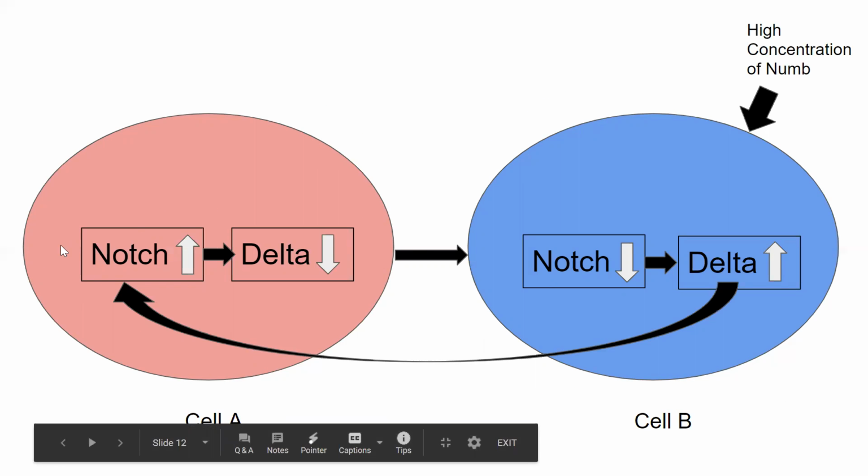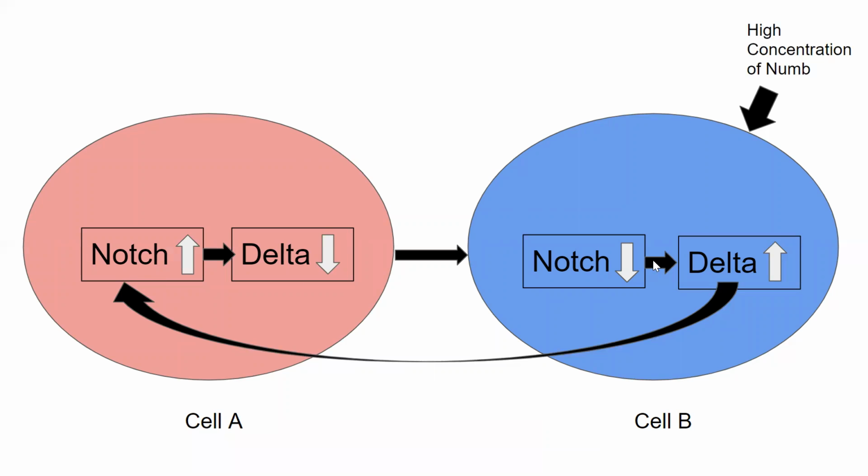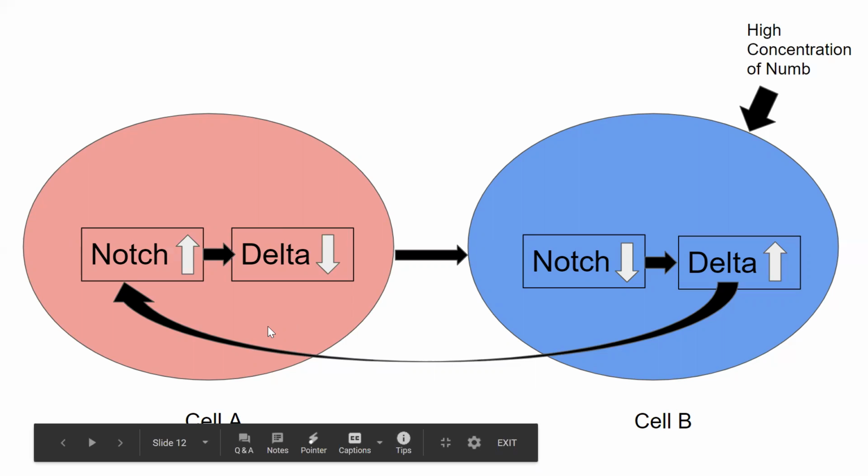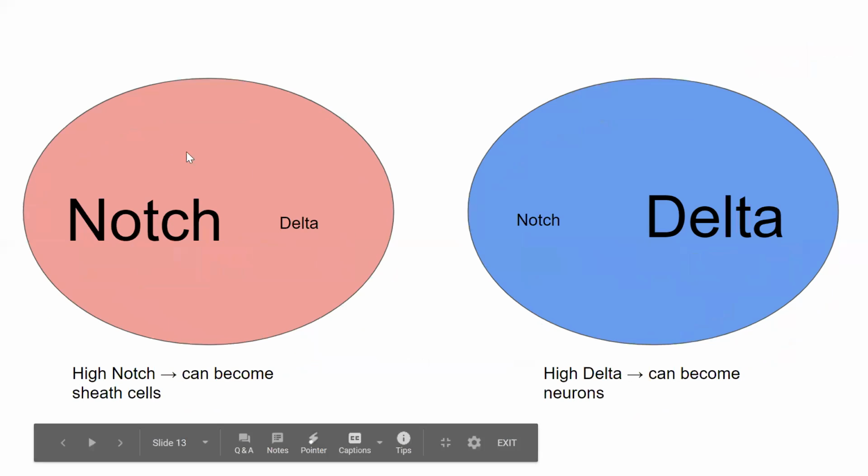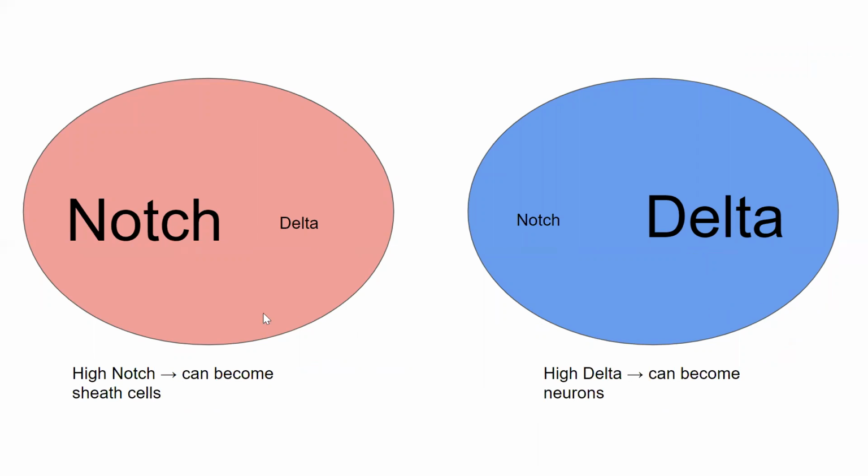which just further upregulates Notch in this cell and downregulates Notch in this cell. Downregulates delta, upregulates delta. So this will cause this cell to have a big Notch expression and the other cell to have a lot of delta expression.